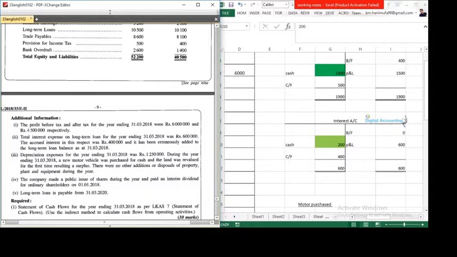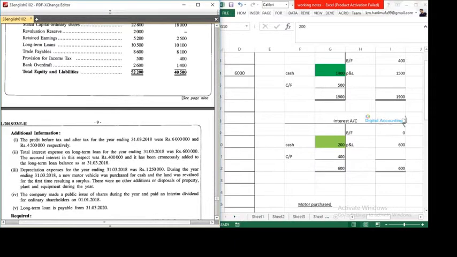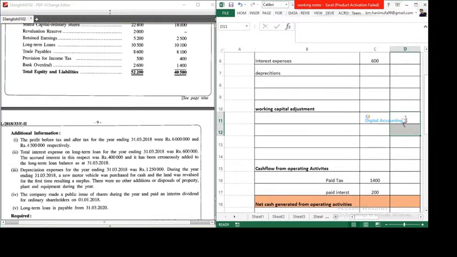There were no additions or disposals of property, plant and equipment during the year. So here the point you should understand: the depreciation value is given as 1,250. This depreciation for the year is a non-cash expenditure, so you need to add back this 1,250. That's the depreciation. So we need to do some additional working here.